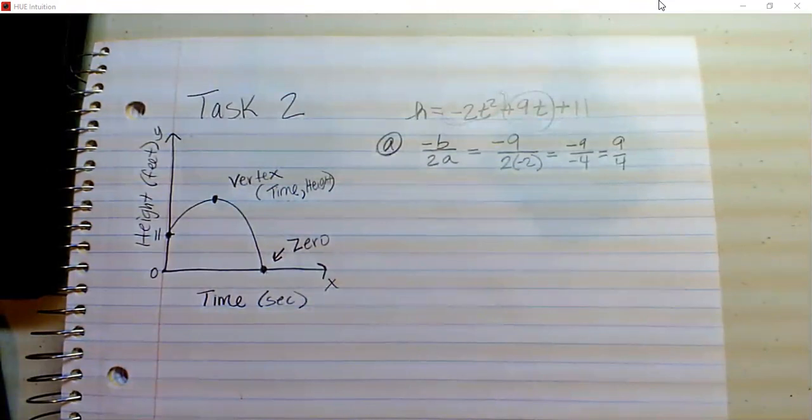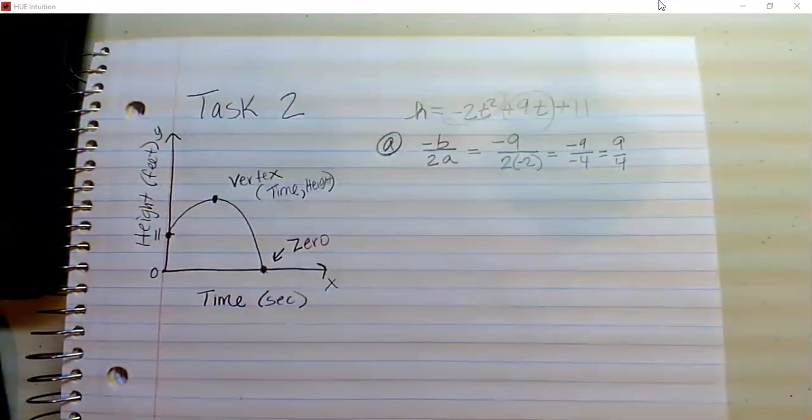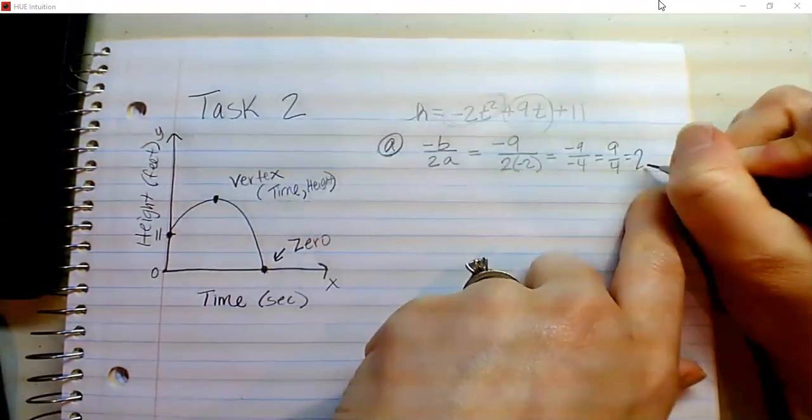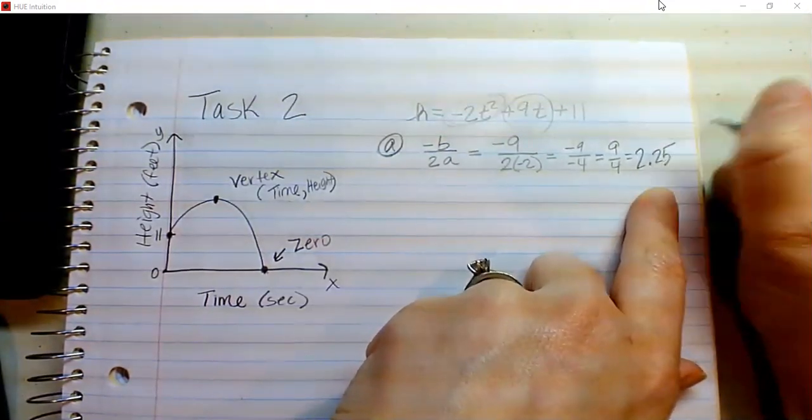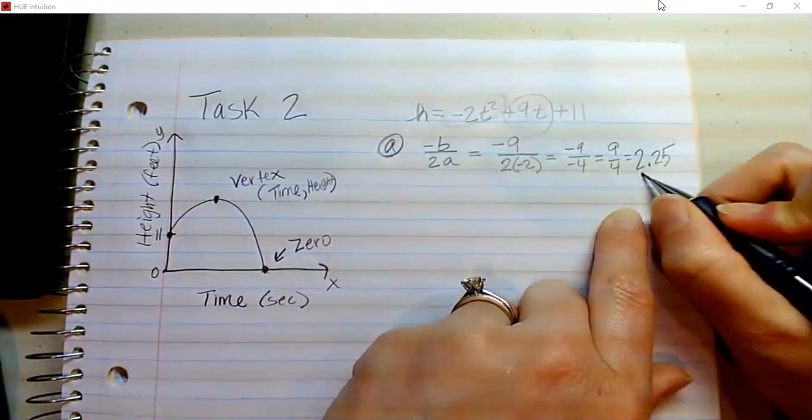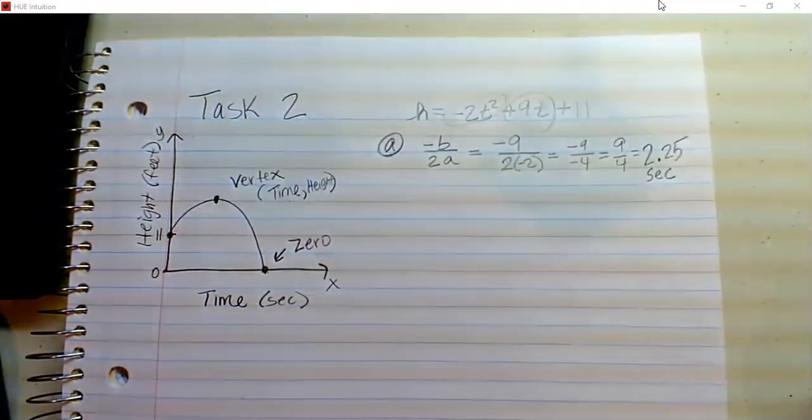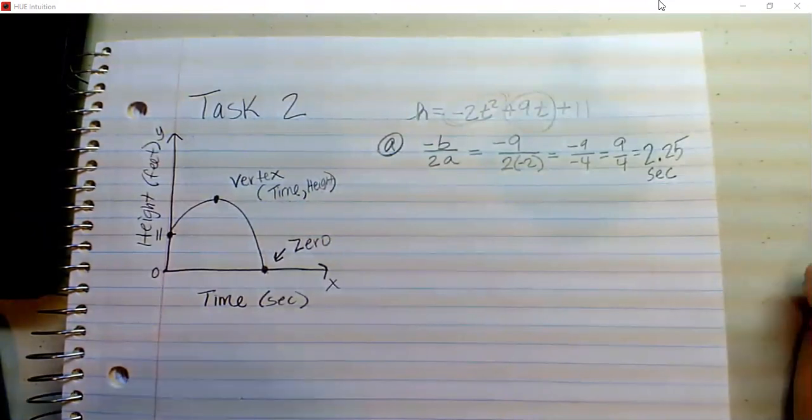I should have had my calculator ready to go. Let's see. So 9 divided by 4 is 2.25. And remember, this is an x value, so this would be seconds. At 2.25 seconds is when that squirrel is going to reach its maximum height.